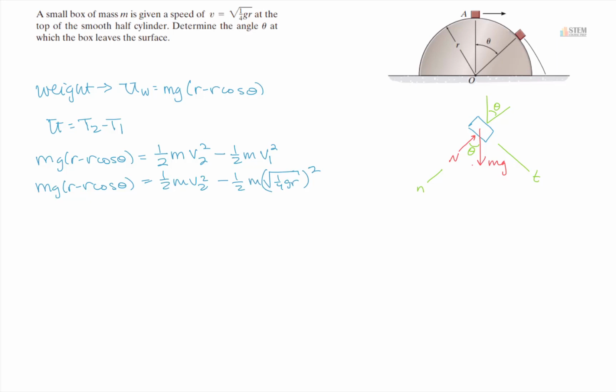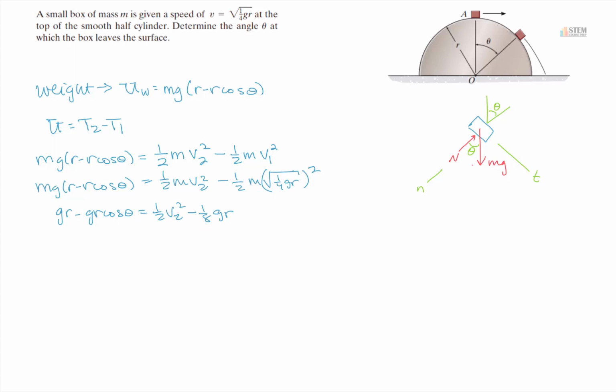Now also notice I've got m here, here, and here, so all of those will cancel out. So mass goes away, and then let's expand this out on the right or left side. So we have gr minus gr cosine theta, and then that's going to equal 1/2 v2 squared minus 1/8 GR. Right, so that's what you'll get after we square this, get rid of the square root. So basically you'll have 1/2 times 1/4, that gives us the 1/8. And then the m was canceled, right?